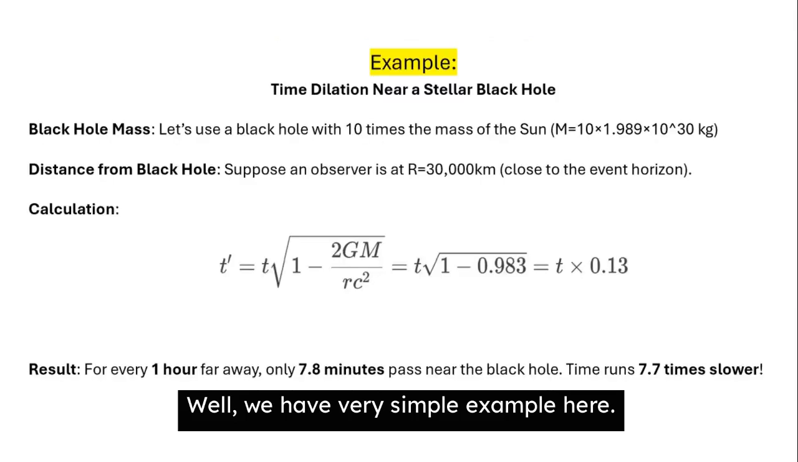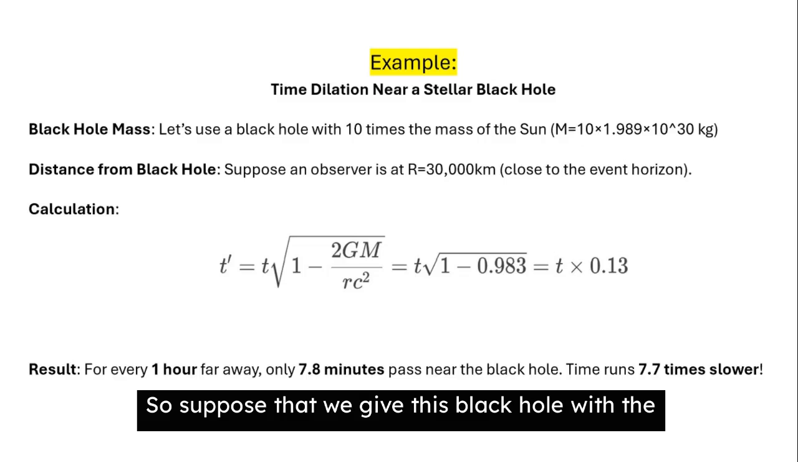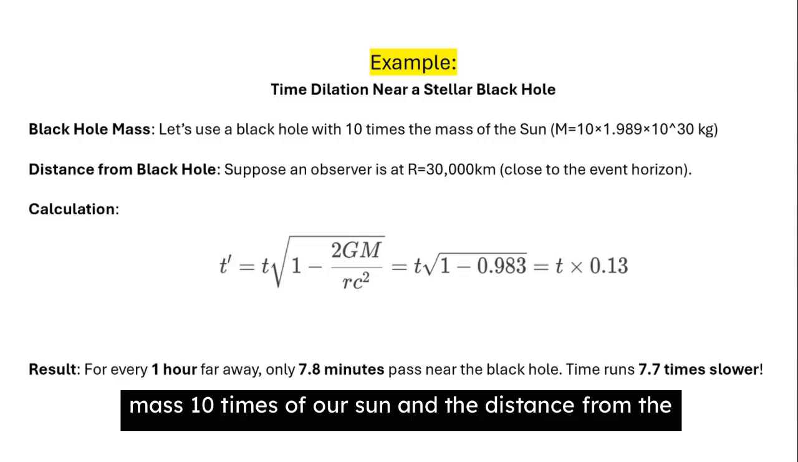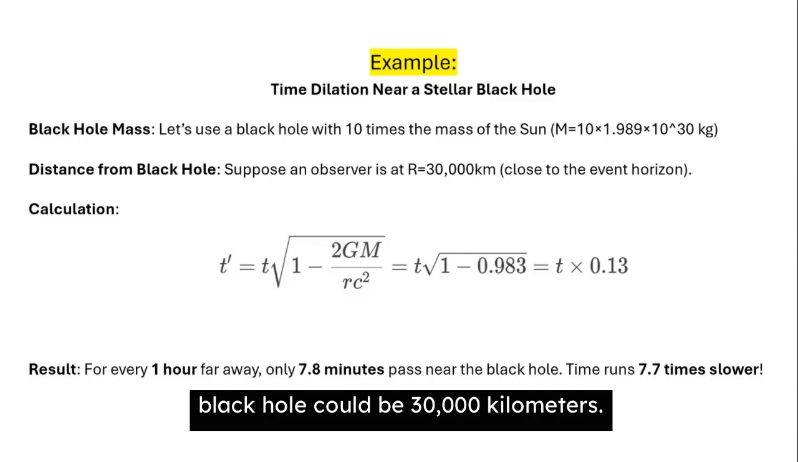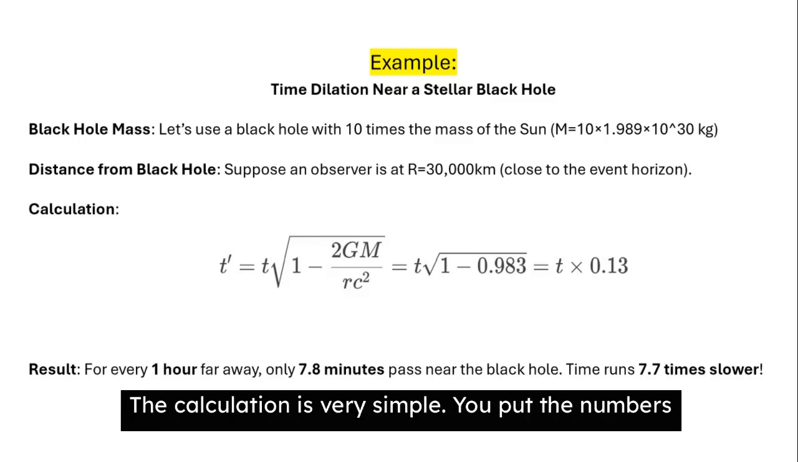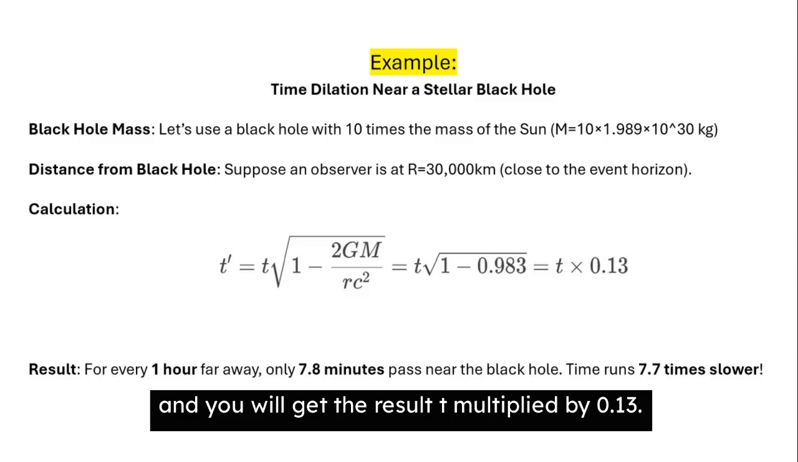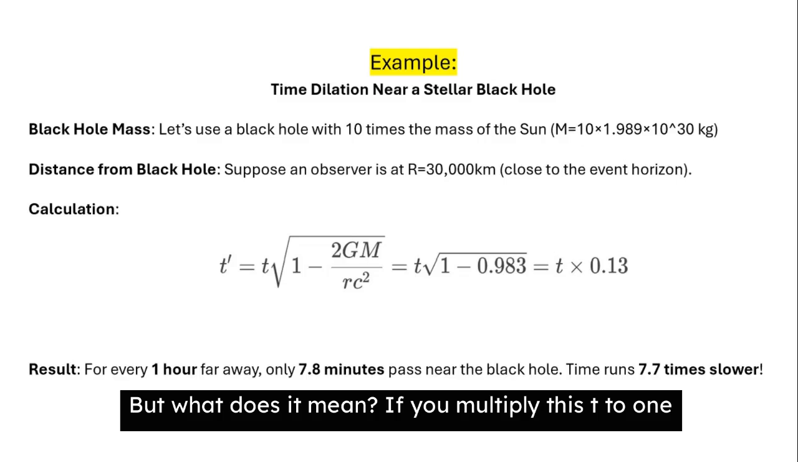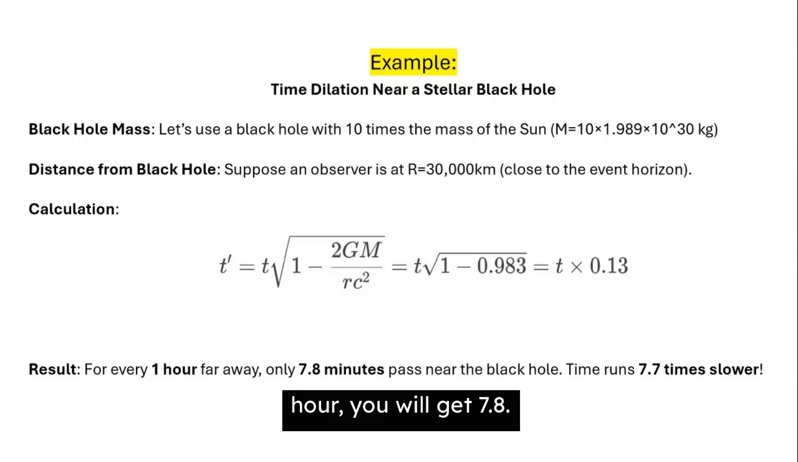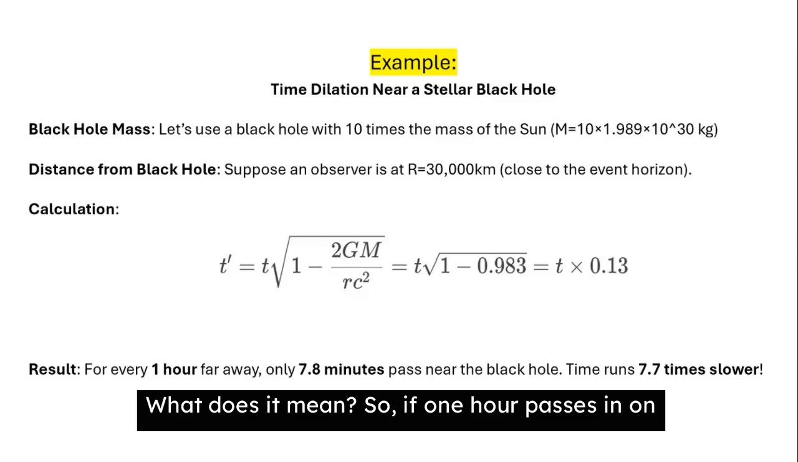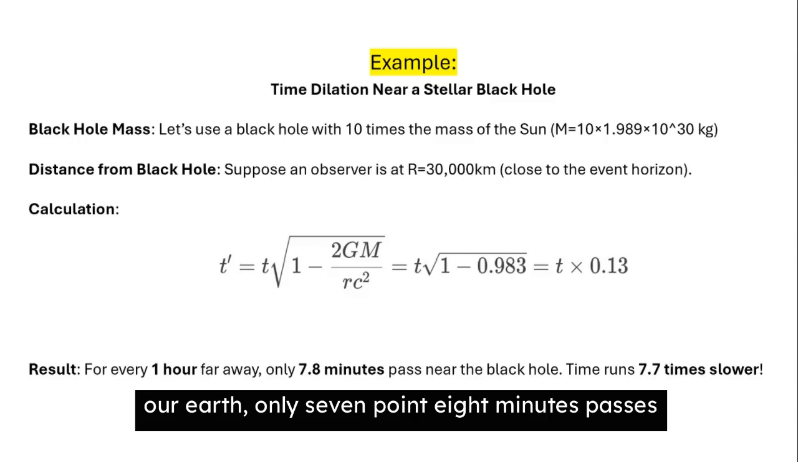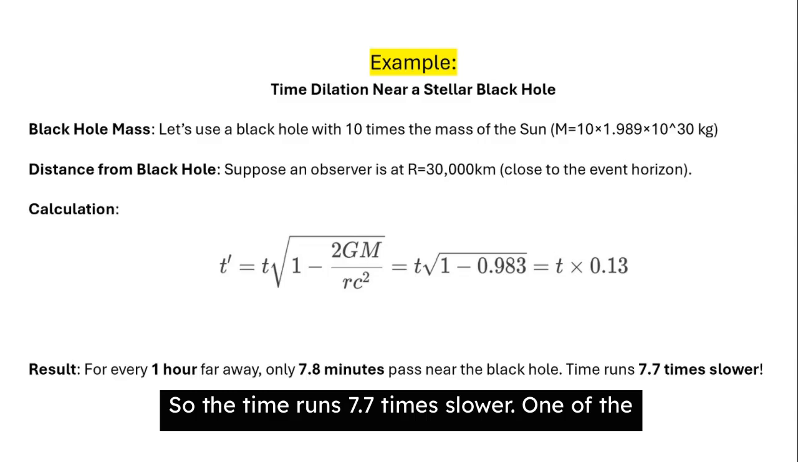Well, we have a very simple example here. Suppose we have a black hole with a mass 10 times that of our Sun, and the distance from the black hole is 30,000 kilometers. The calculation is very simple. You put in the numbers and you get the result: T multiplied by 0.13. But what does it mean? If you multiply this by T equal to 1 hour, you get 7.8 minutes. So if 1 hour passes on Earth, only 7.8 minutes pass near the black hole. So time runs 7.7 times slower.